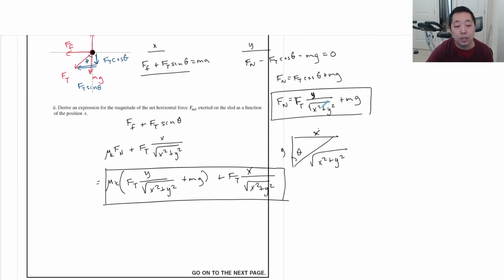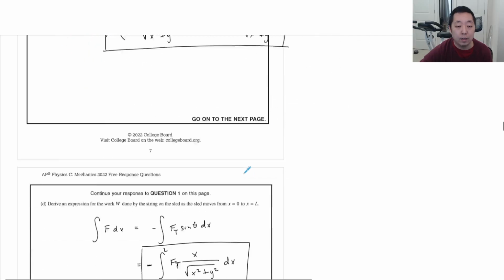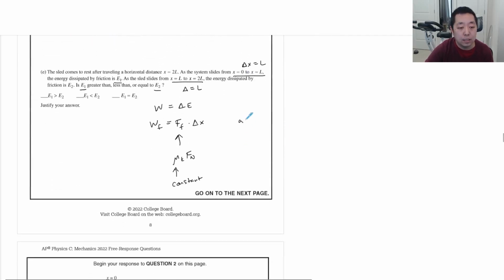Now as x increases, the Fn is going to decrease, right? Because in the denominator, y is constant, mg is constant. As x increases, Fn goes down. Therefore, the force of friction is going to go down. So as you move further to the right, the normal force is going to decrease. That means the frictional force will decrease. That means the work will be smaller. So what is the answer?